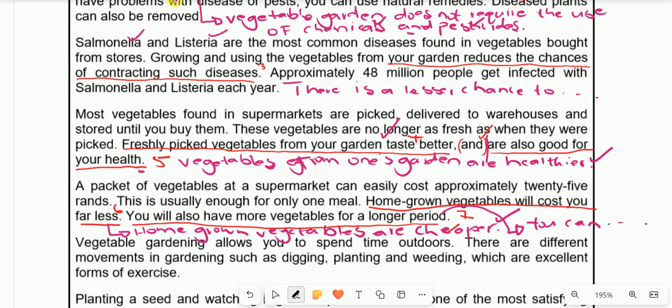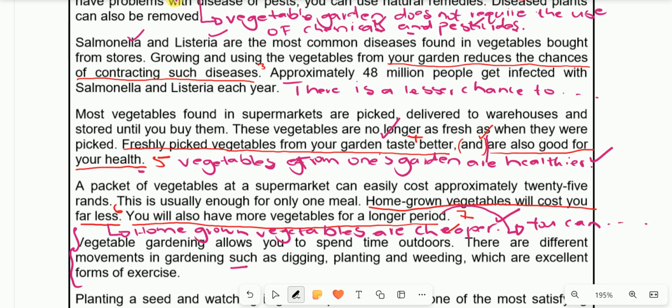Let us make just one other example. Vegetable gardening allows you to spend more time outdoors. There are different movements in gardening, such as digging, planting and weeding. So I want to show you, especially with this one. Vegetable gardening allows you to spend time outdoors. Once you see such as, these are just examples, so you don't need to include these in your summary. We just want the main thing. What is the main benefit? The benefit says that vegetable gardening allows you to spend what? Time outdoors.